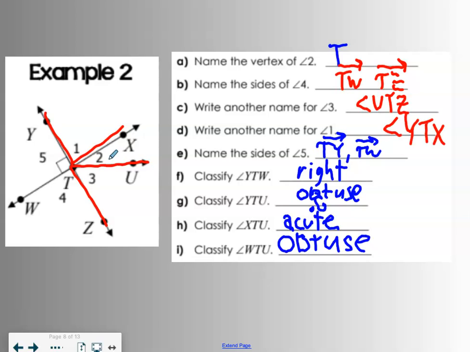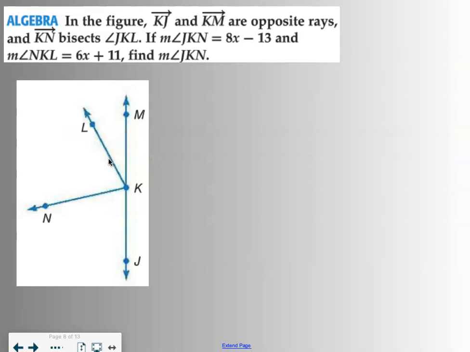You feel okay with this, guys? Alright. The last part is just a little algebra with our angles. So there's a lot of reading. Just mark your picture. It makes your life so much easier if you just mark your picture. It says in the figure we have opposite rays right here, so we're getting this big angle. And then it tells us KN bisects angle JKL, so this angle right here is being bisected.